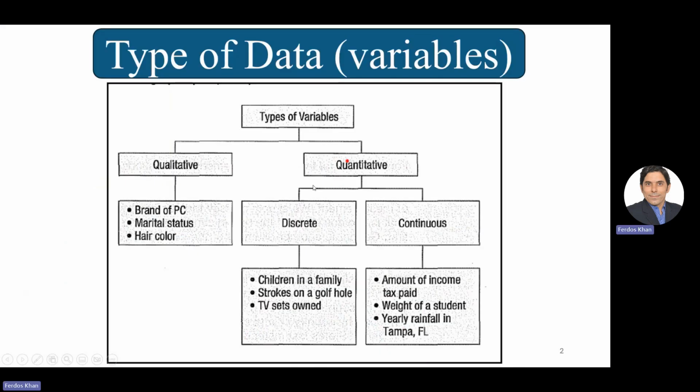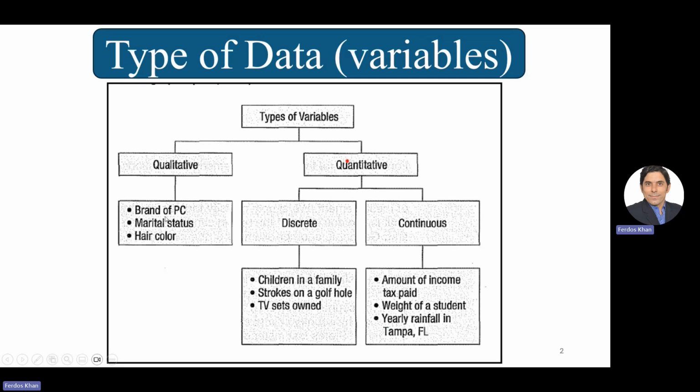So this is the chart which explains that there are two types of variables, mainly qualitative and quantitative. A qualitative variable means a variable which has a qualitative nature, which can be measured in different categories. As mentioned, the brand of PC, marital status, and hair color. So these are the three examples.